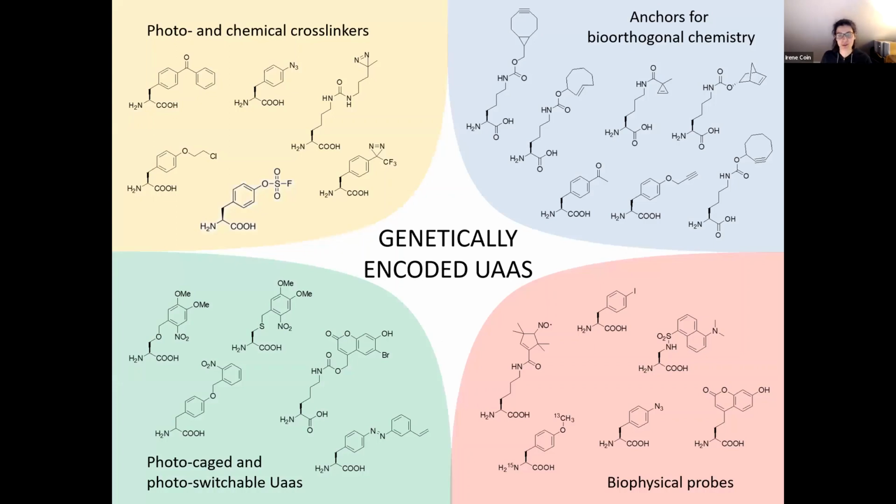What we can give as a short overview: we have hundreds of genetically encoded amino acids, and I just picked a few to give a few categories. So we have cross-linkers for photo and chemical cross-linking. We have anchors for bioorthogonal chemistry. These are pretty much in fashion. Then we have photo-caged and photo-switchable amino acids, and biophysical probes, among many others. So we have a very wide chemical palette that we can pick our amino acids from. And I want to show you today some applications and a little bit of development involving photo and chemical cross-linking amino acids and anchors for bioorthogonal chemistry.